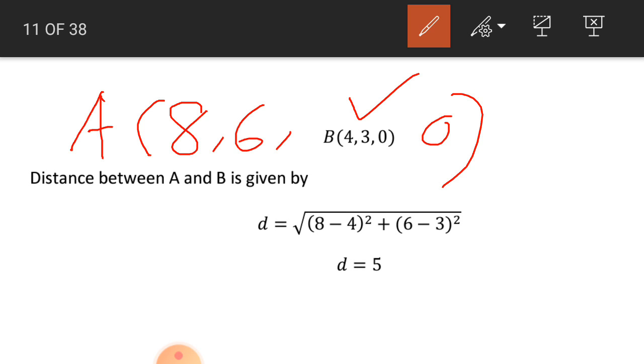The distance between these 2 points will be equal to under root 8 minus 4 whole square plus 6 minus 3 whole square plus 0 minus 0 whole square, and the distance between these 2 points turns out to be 5.